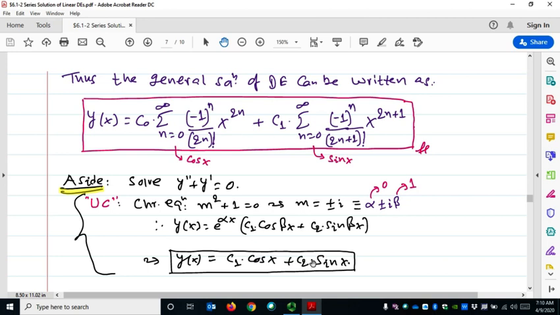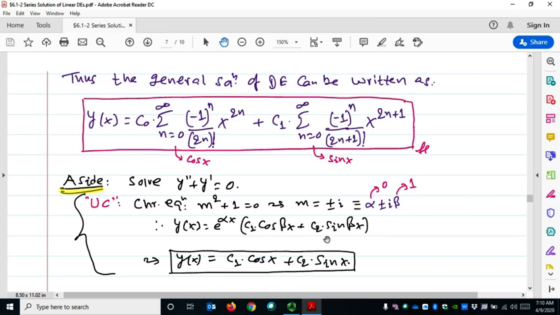c1 and c2 are constants here. This is the power series expansion of cosine x, and this is the power series expansion of sine x. So we found exactly the same answer. We are only learning here an alternative method to solve linear differential equations. That method is the power series solution method. I hope it makes more sense for you now.